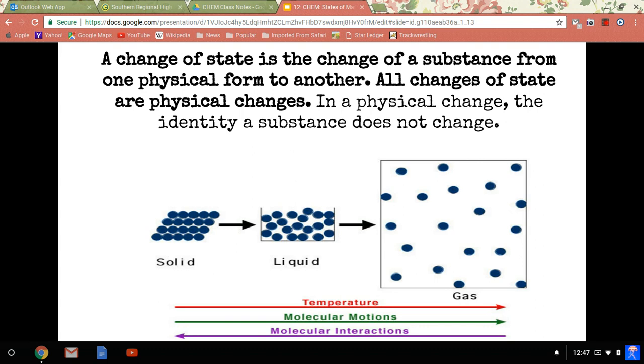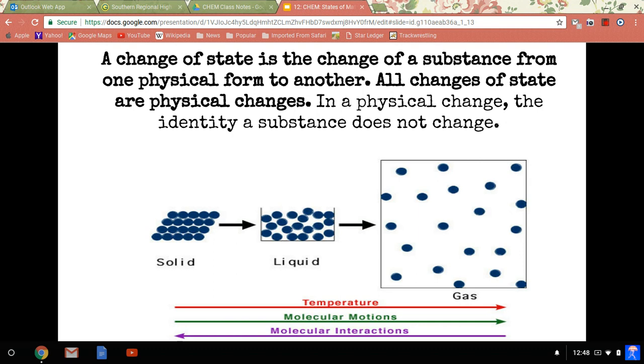A change of state is a change of a substance from one physical form to another. All changes of state are physical changes. So when you go from a solid to a liquid, if you're talking about water, the chemical formula doesn't change. There's no change in the bonds that are made or the bonds that are there. So you're not making new bonds, you're not breaking bonds, still same chemical formula, so it's a physical change.